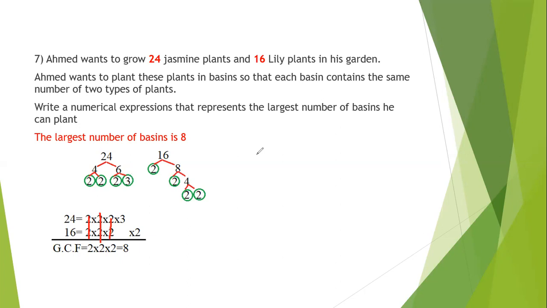Now, how can I know the number of jasmine and lily in each basin? So we factorize 24 and 16. First, write the GCF out, which is 8. Then divide. 24 divided by 8 equals 3, plus 16 divided by 8 equals 2. So this is the number of plants. So he has to put 3 jasmine plants and 2 lily plants in each basin.